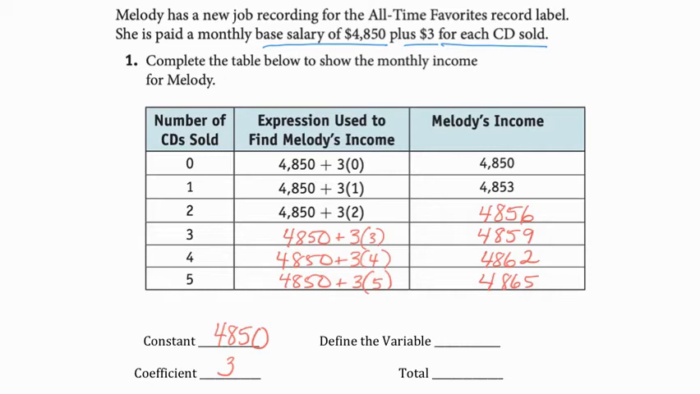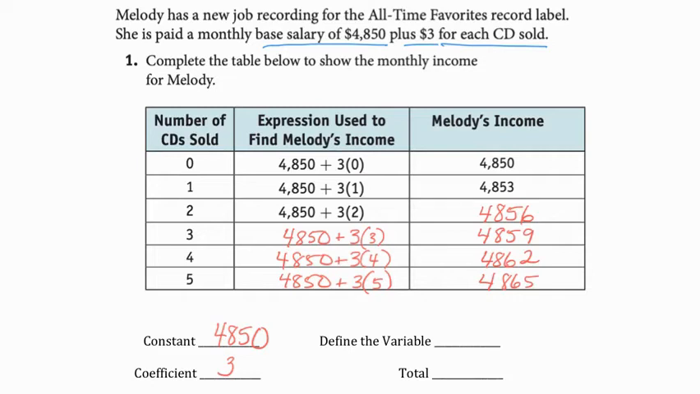Remember, our variable is called a variable because it can change. If I look at my situation, what changed every single time? This 0, then 1, then we used a 2, then a 3, and those numbers represent the number of CDs sold. We've got that in the first column here. So 0 CDs, we multiply 3 times 0. 1 CD, 3 times 1.